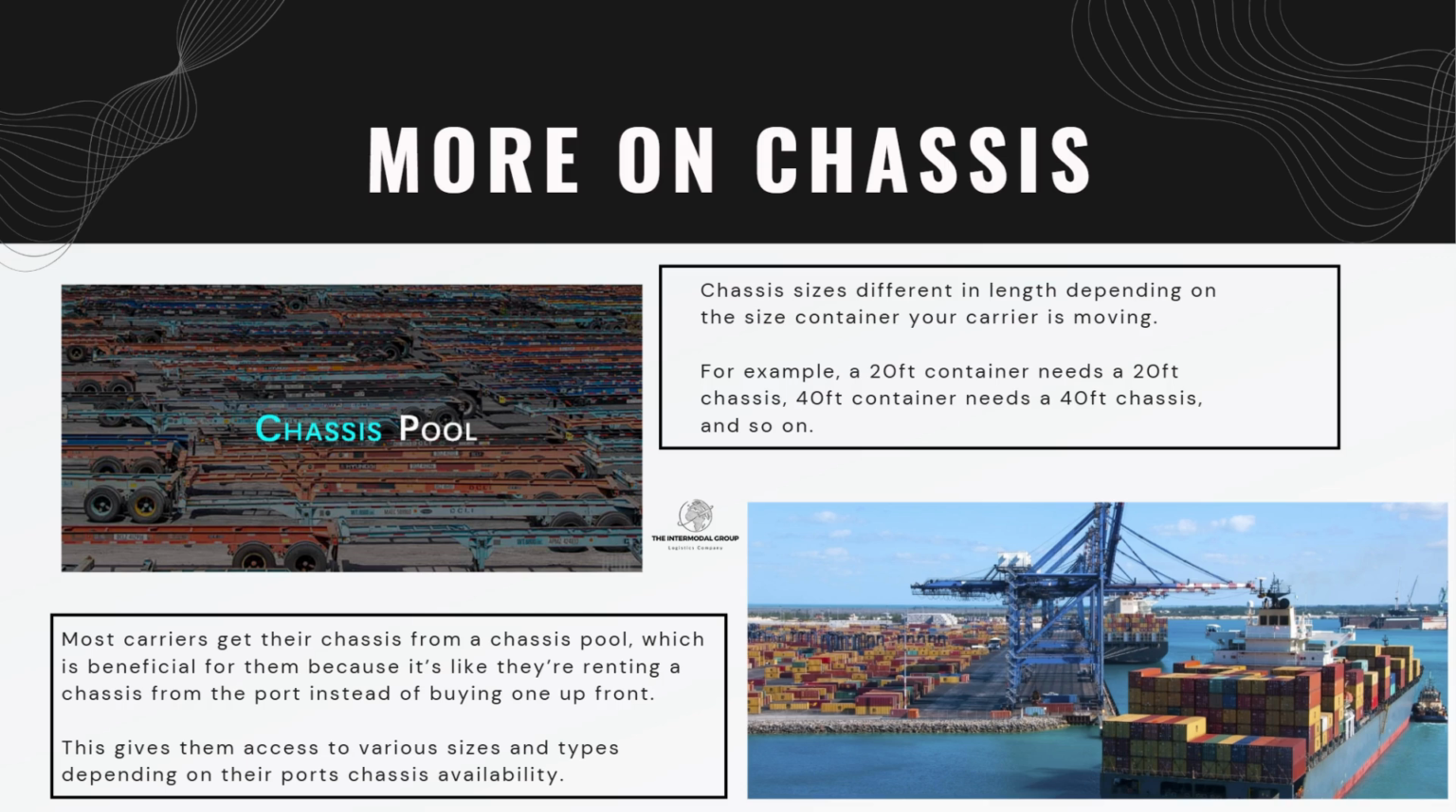Most carriers get their chassis from a chassis pool, which is beneficial to them because they're renting a chassis from a port instead of buying one up front, which saves a little bit of money. And it also gives them access to various sizes and types depending on their port chassis availability. So I like this option. I feel like it's a lot more flexible because even if we're running on projects or no matter what, the carriers will always be able to obtain a chassis as long as their chassis pool has chassis available for them to pull.